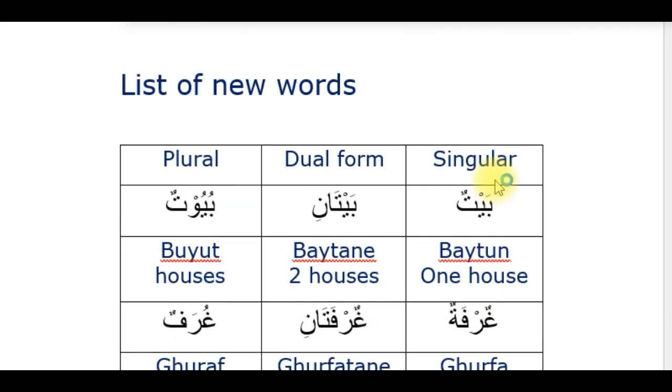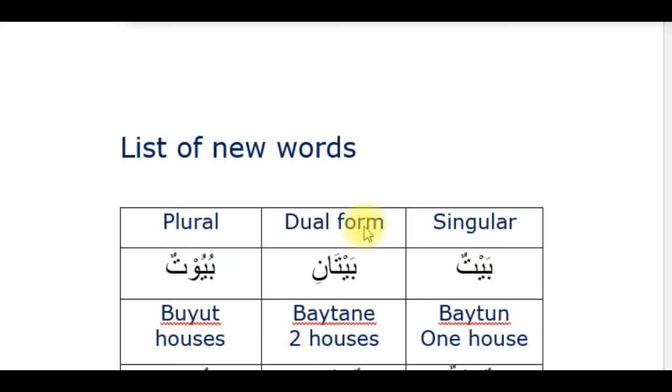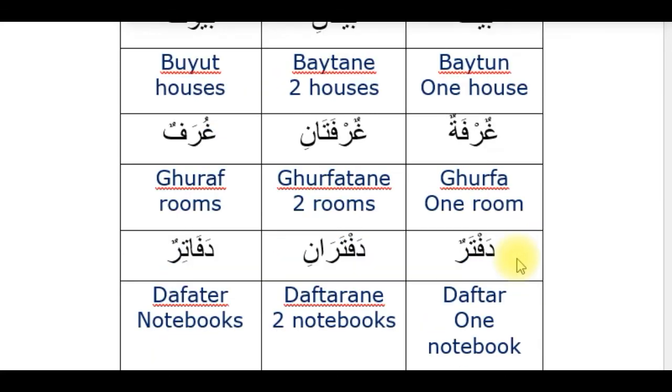List of new words. First column singular, second column dual form, third column plural. بيت، بيتان، بيوت. غرفة، غرفتان، غرف.